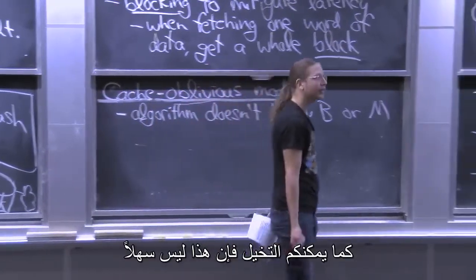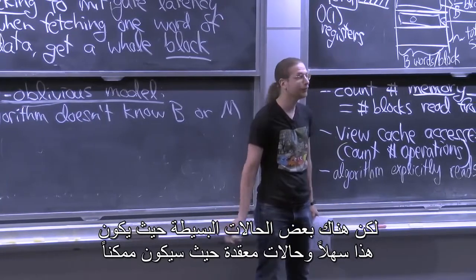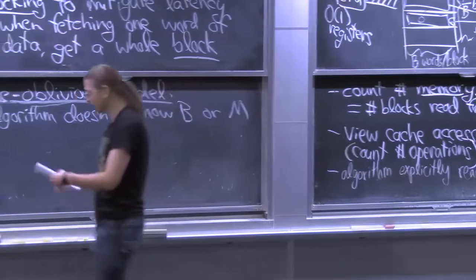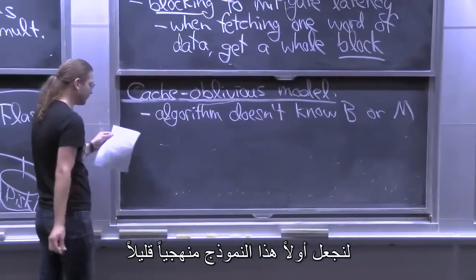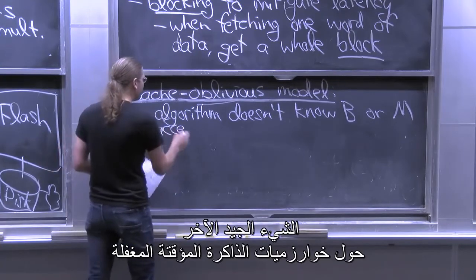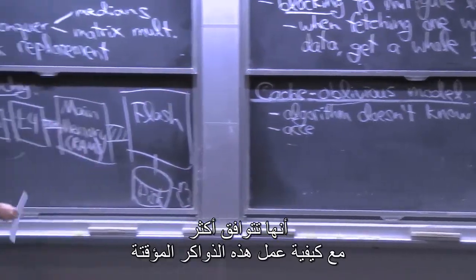As you might imagine, this is not so easy, but there are some simple things where this is easy and more complicated things where this is possible. And it gives you all sorts of cool things. Let me first formalize the model a little bit. The other nice thing about cache-oblivious algorithms is it corresponds much more closely to how these caches work.